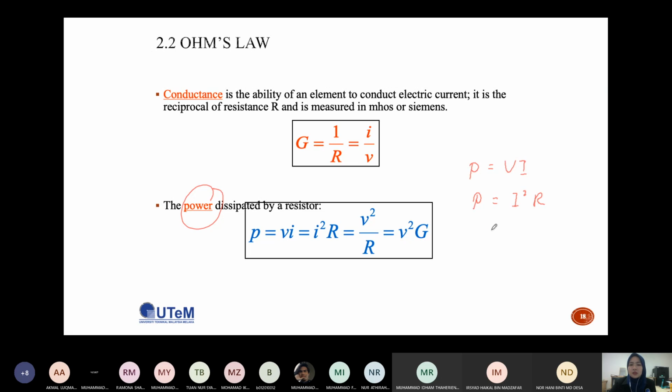Okay. So the third formula is P equals V squared over R, and the last formula is P equals V squared G. G is the conductance. So you can use either formula, either one.